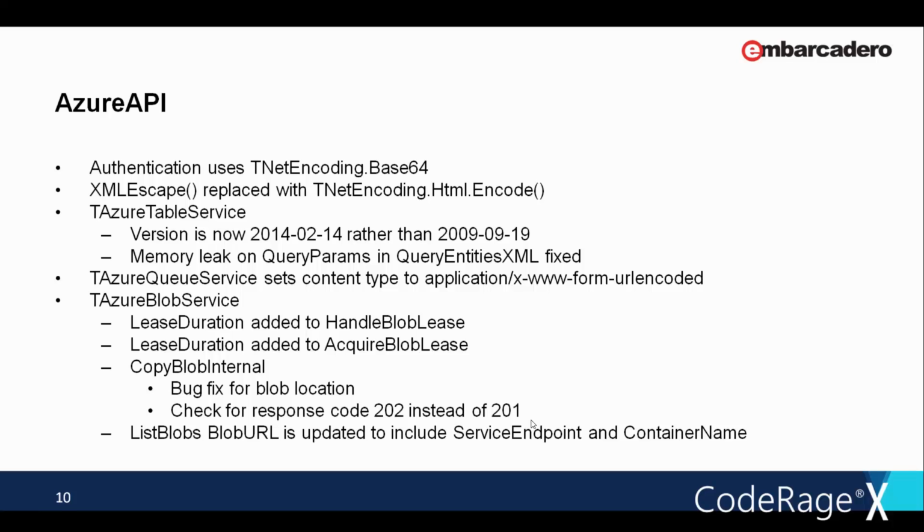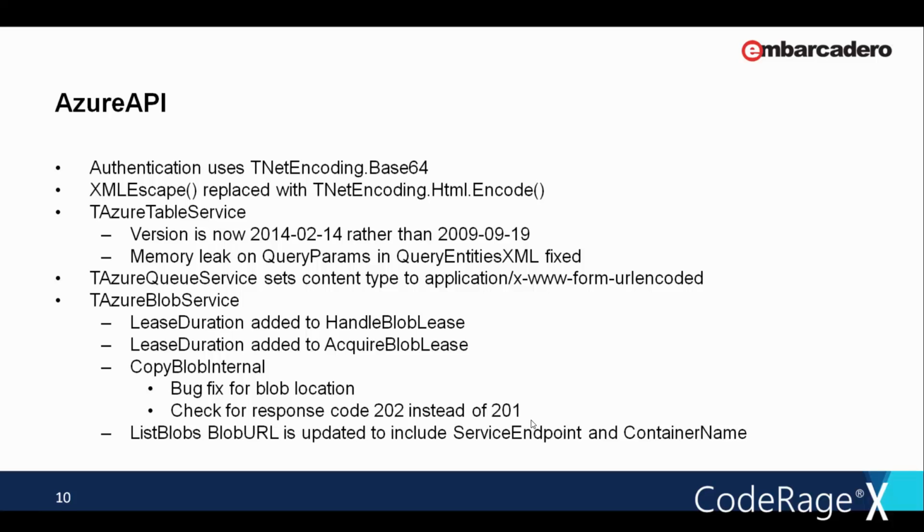So if you had some low-level code that was expecting certain types of behavior, that might affect how your interaction with the Azure Queue service behaves. You can now set lease duration for blobs more conveniently. And copy blob internal has a bug fix for the blob location and checks for response code from Azure of 202 instead of 201. So again, that might be a low-level thing that would affect you with your changes, but probably it's just a bug fix that you'll benefit from.